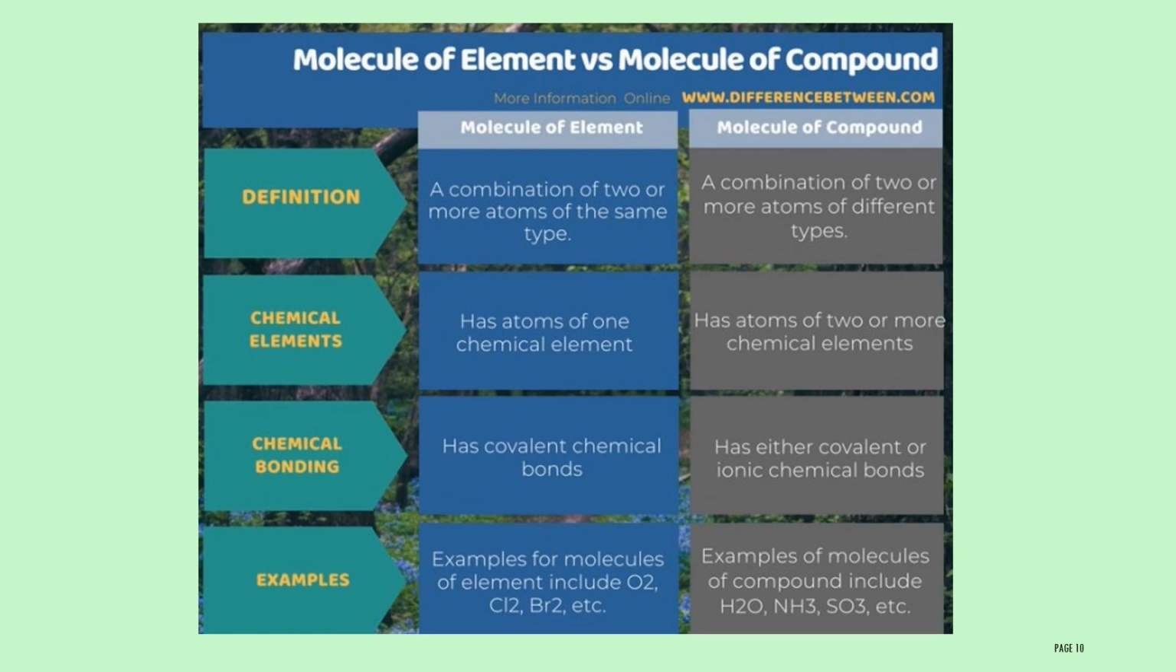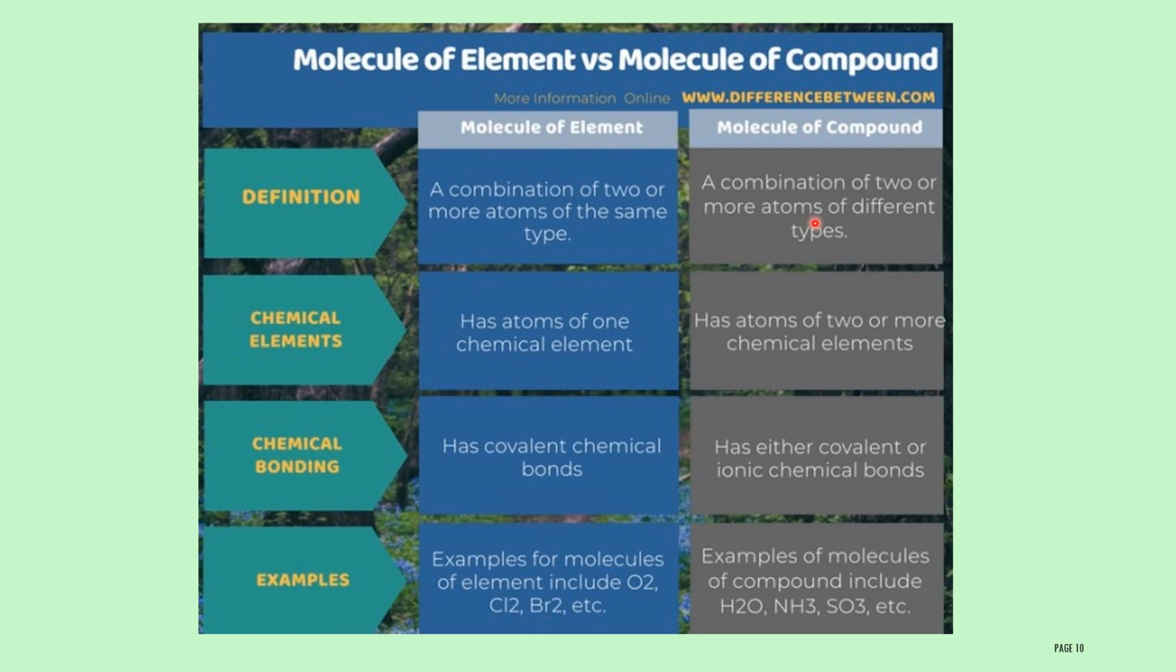I know you still have some confusion between element and molecule. Let us clarify here. First, what is the definition of an element? A combination of two or more atoms of the same type; you have to remember that, it is very important. Cl2, here chlorine, you have two atoms of chlorine, the same type, therefore this is an element. Br2, bromine, two atoms of bromine combined to form Br2, this is also an example of an element.